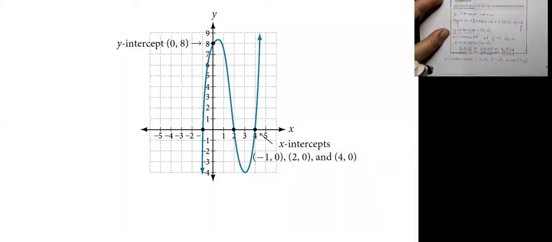And really quick, this is what the graph of that function looks like. And we see the 3 x-intercepts, negative 1, 0, 2, 0, and 4, 0, and the y-intercept of 0, 8. And again, this is a cubic function, right? So we see that pattern where the end behavior for the cubic function, when x approaches infinity, y goes to infinity, and when x goes to negative infinity, then y goes to negative infinity as well. So everything holds.